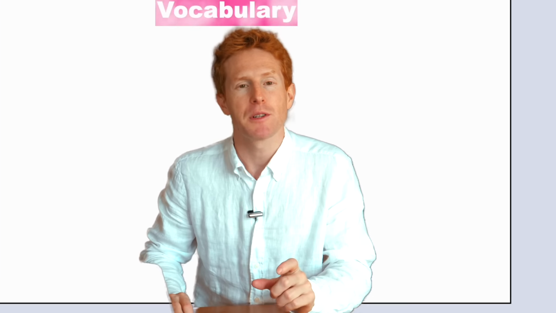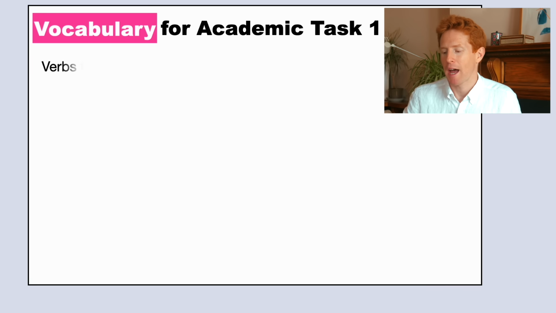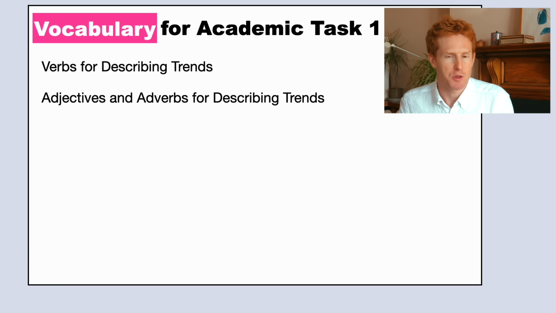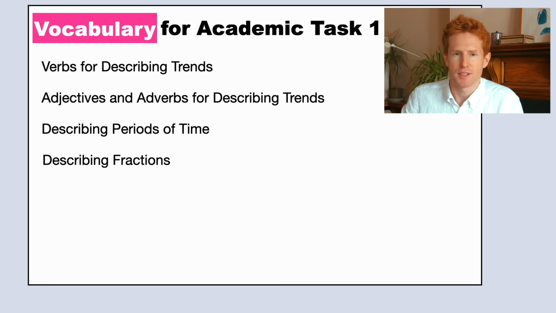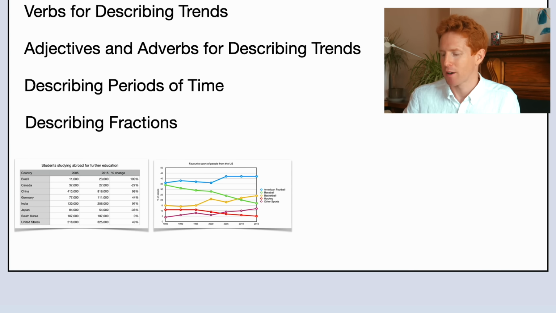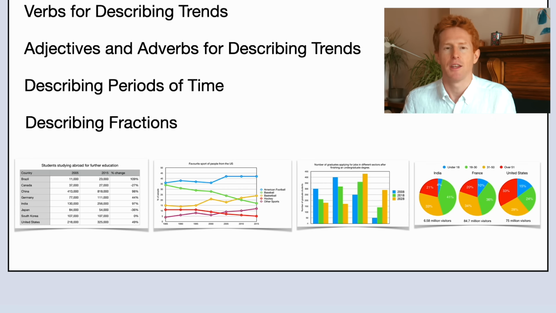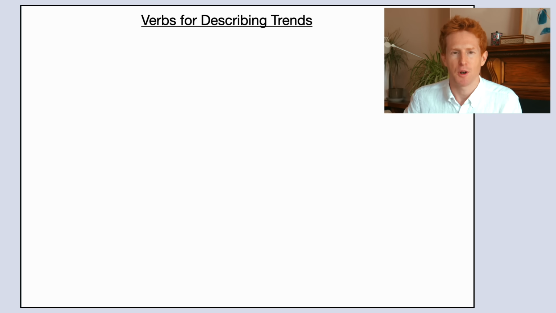Welcome! In today's lesson, we're going to be looking at vocabulary for academic task 1. So we'll be looking at verbs for describing trends, adjectives and adverbs for describing trends, how we can describe periods of time, and also how we can describe fractions. So by the end of this lesson, you will feel confident to describe tables, line graphs, bar charts, and pie charts as well. We're going to start with the verbs for describing trends.